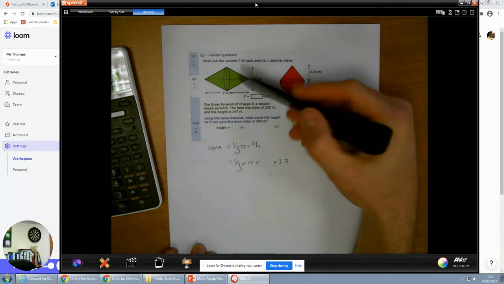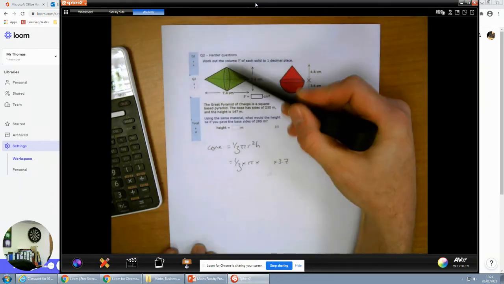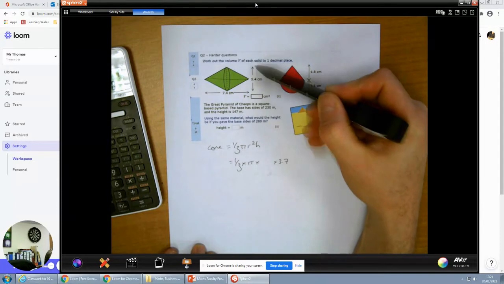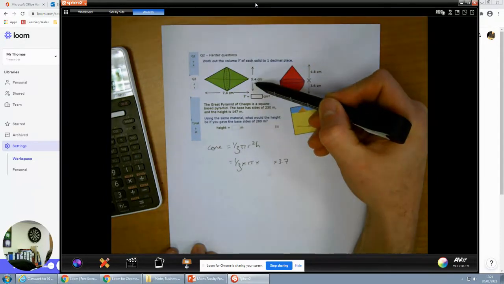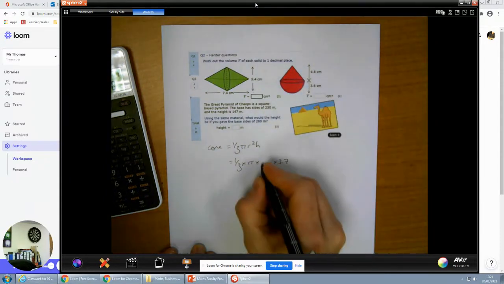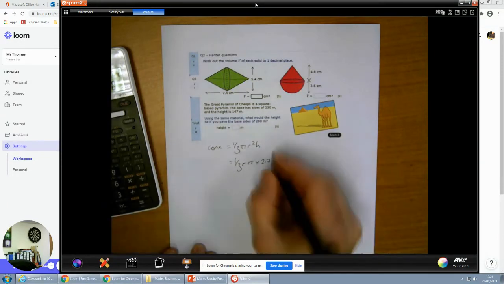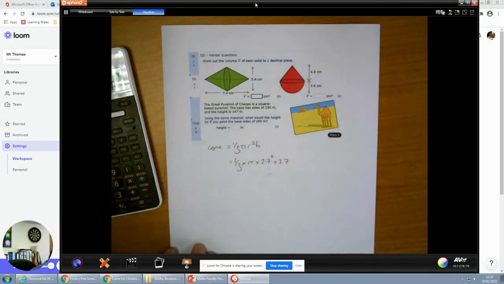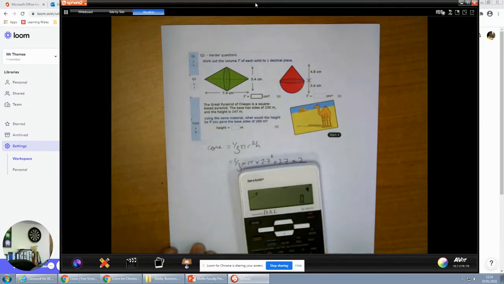This distance here is the diameter of the base, and of course we need the radius, so we need to half that. Half of 5.4 is 2.7, and that will be squared. That will give me the volume of one of the cones. There's 2 there, so once I do all that, I'm going to have to multiply it all by 2. Right? So I'll just do it on the calculator.